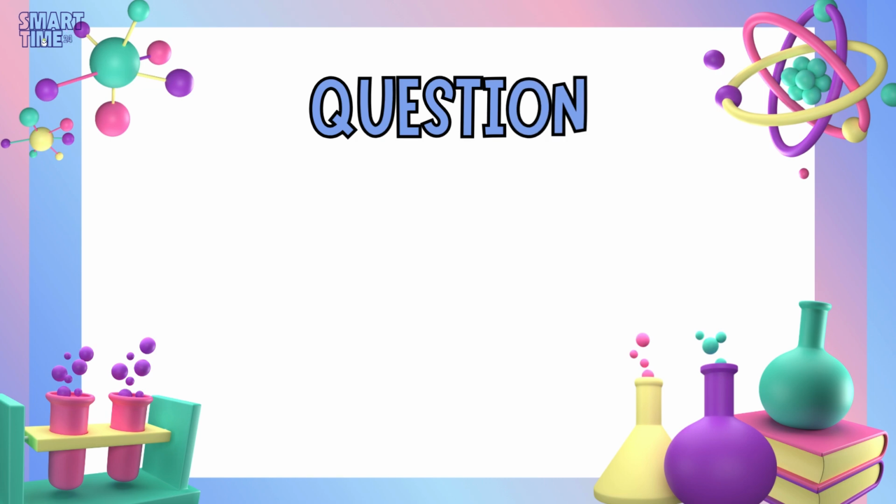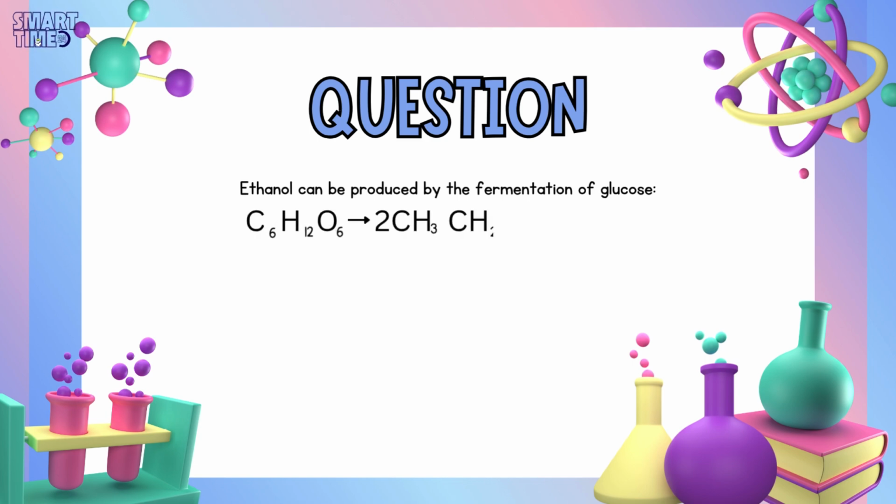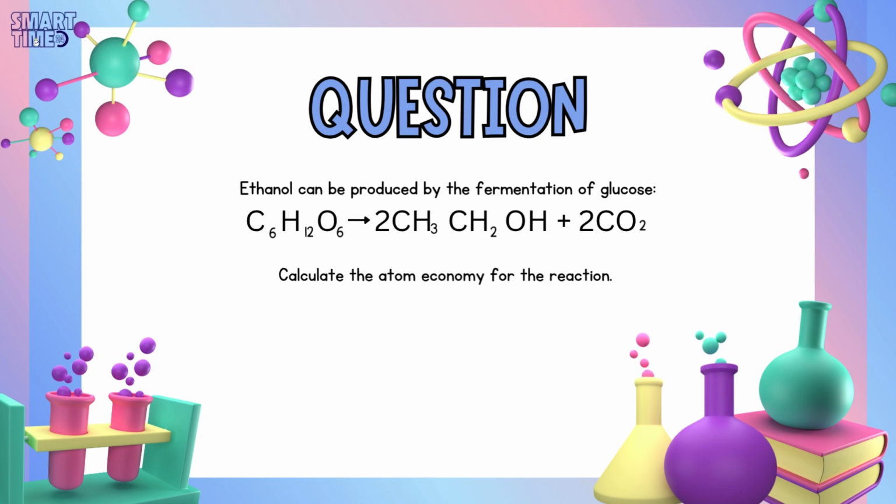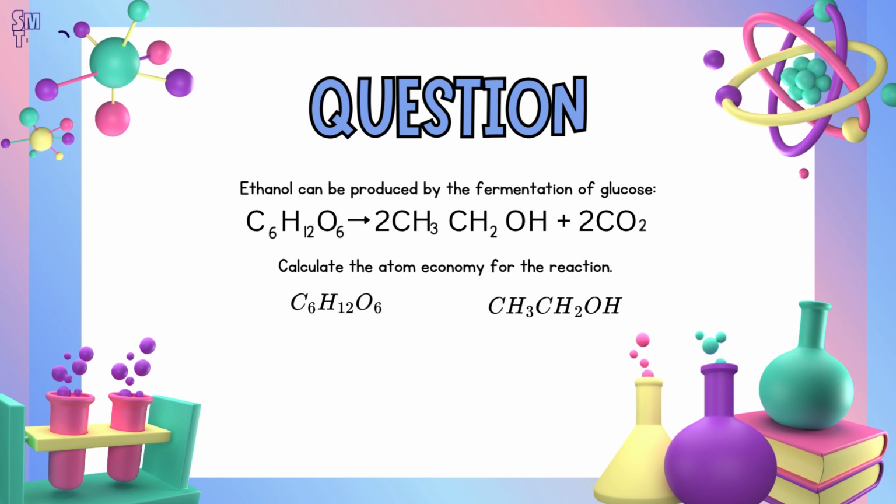Question. Ethanol can be produced by the fermentation of glucose. C6H12O6 reacts to form 2CH3CH2OH plus 2CO2. Calculate the atom economy for the reaction.